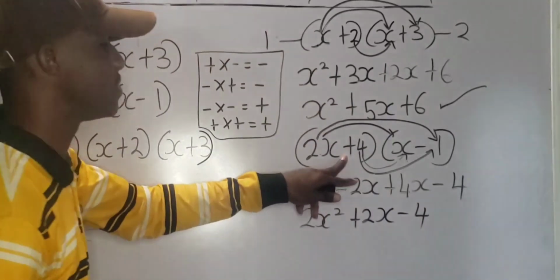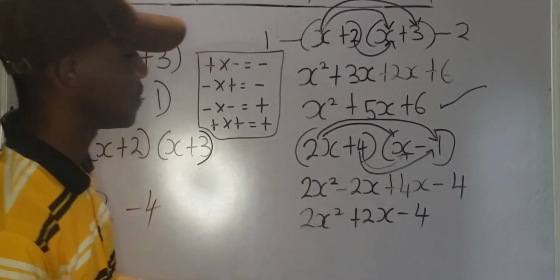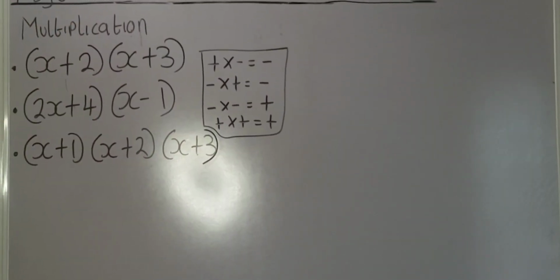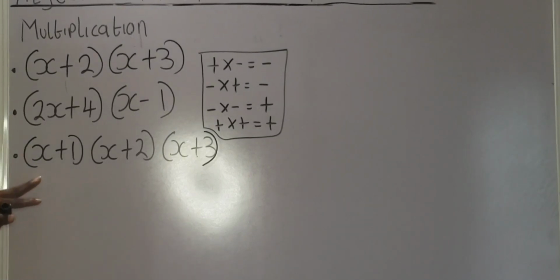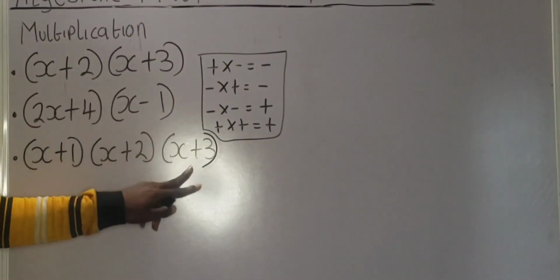So the product of this is what? 2x squared plus 2x minus 4. Do you understand? So let's proceed to the third example. Okay, we are asked to take the product of x plus 1, x plus 2 and x plus 3.